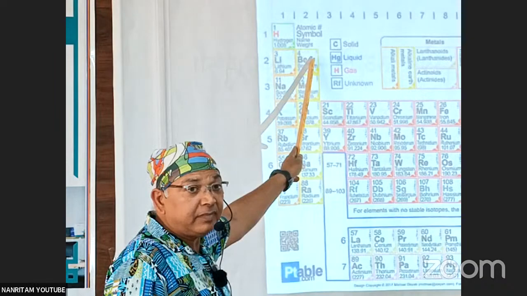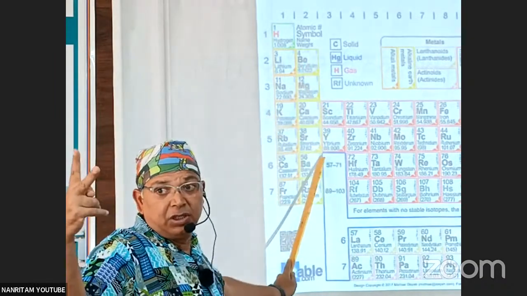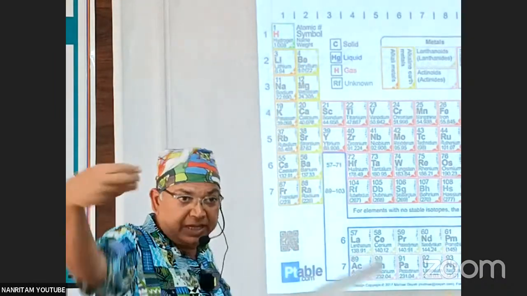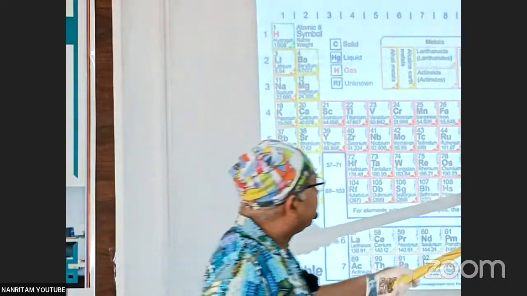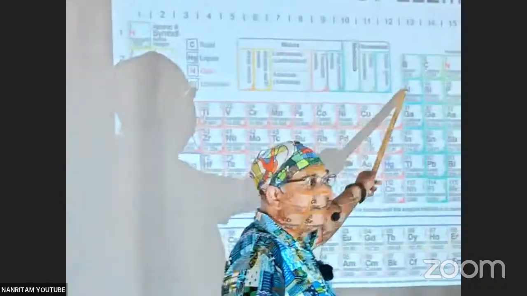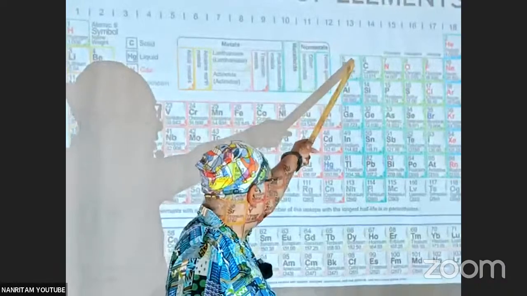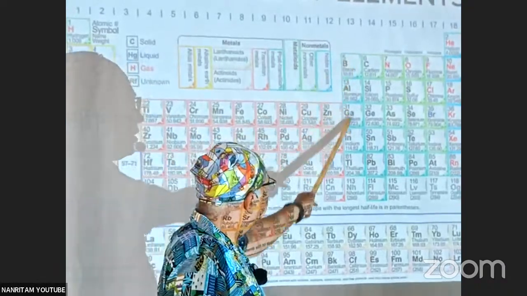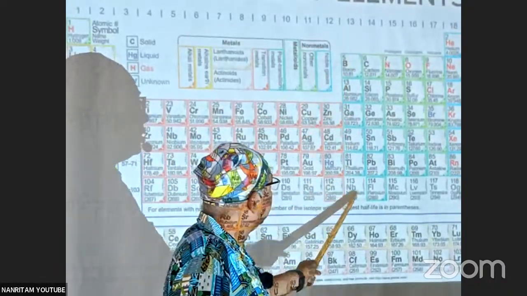Beryllium family, they have 2 electrons, all of them want to give their 2 electrons. Similarly, boron family has 3 valence electrons, group 13 or we call it group 3A. They want to donate 3 electrons.